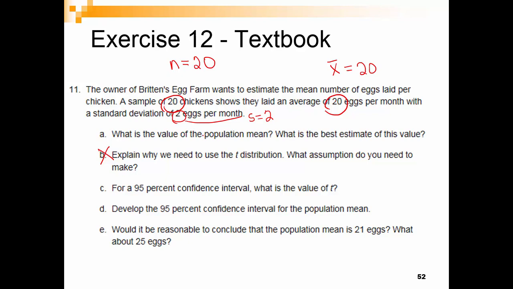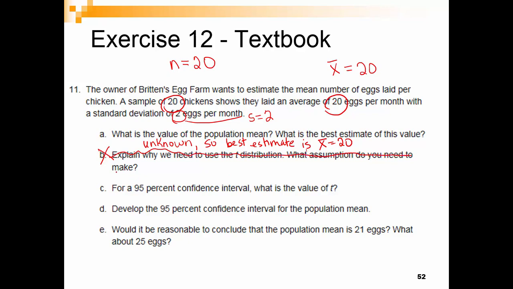The first question, what's the value of the population mean? Well, as we've been trying to get at through the whole course, when we don't know a population parameter, the best estimate is a sample statistic. So we don't know the population mean here. It's unknown. So our best estimate is our X bar, and our X bar is 20.